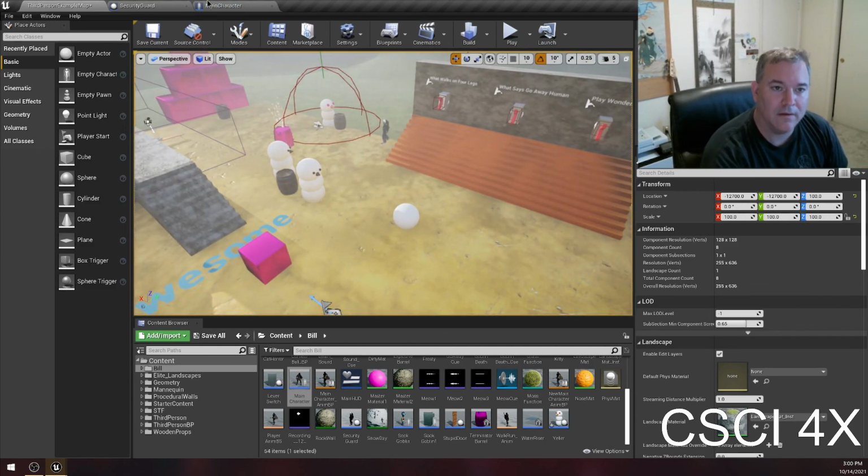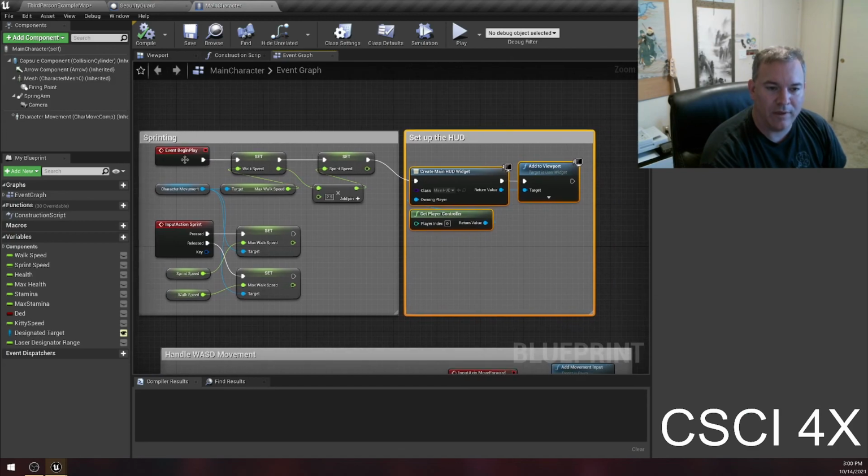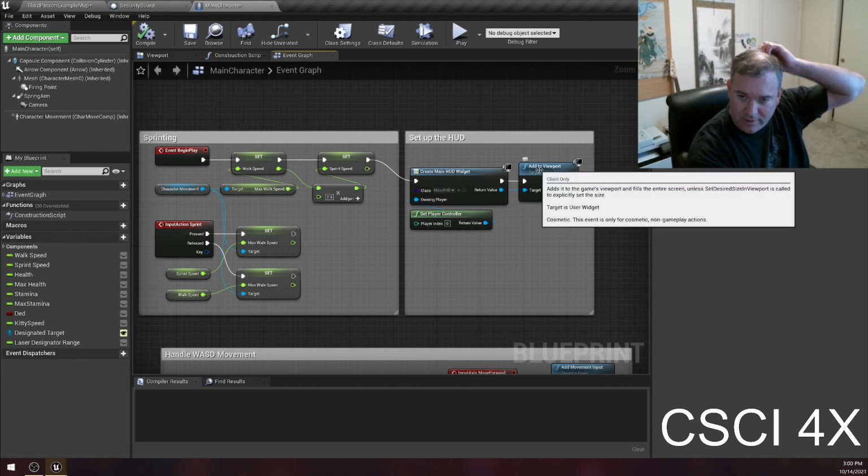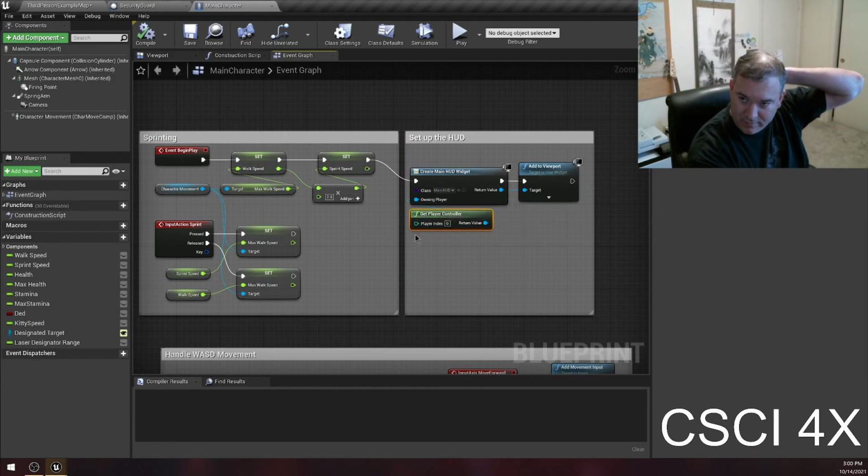Cast to HUD. When you begin playing, you create a widget of the type of your health bar. And then you add to viewport, and then you attach it to player 0. It's the first player.